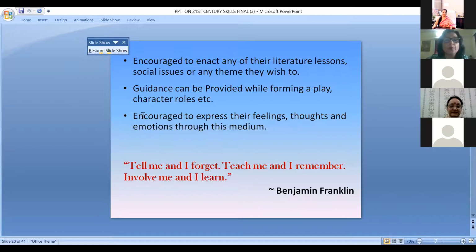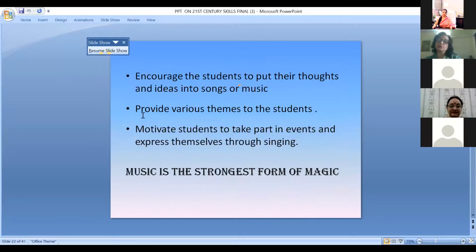So if you keep involving children, automatically the children will be learning the theme very well. Next comes singing. Singing is very popular among the children. It encourages the students to put their thoughts and ideas into song or music. You can provide various themes to the students, like COVID is a theme nowadays, very popular among the schools, and many songs are being made by the children. Then motivate students to take part in events and express themselves through singing. So children can express their feelings, as it is said that music is the strongest form of magic. Music creates magic among the children, and it really helps the students to understand well.